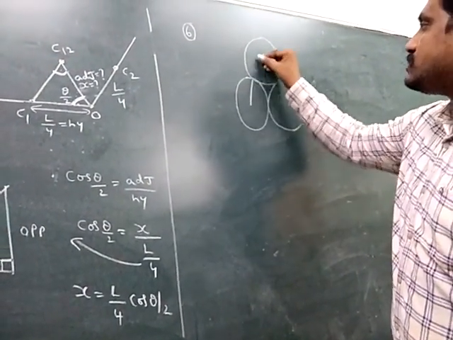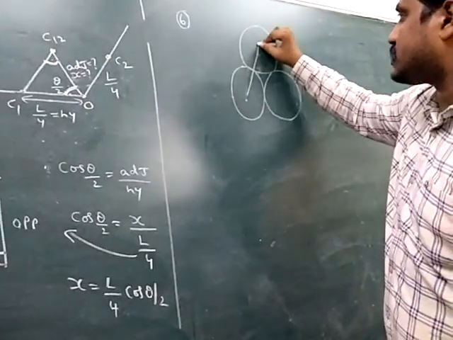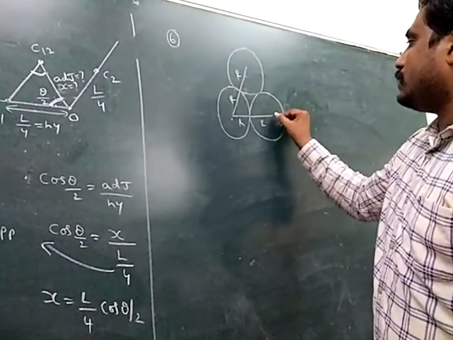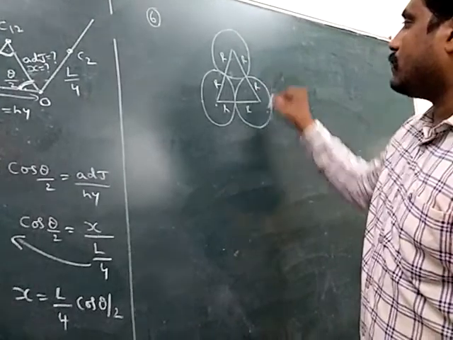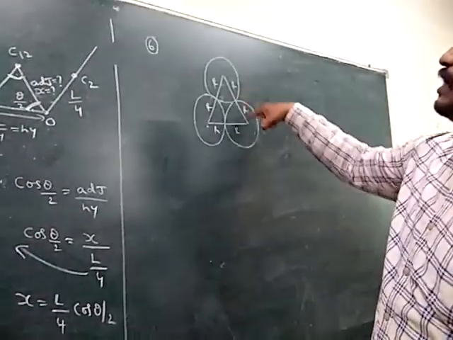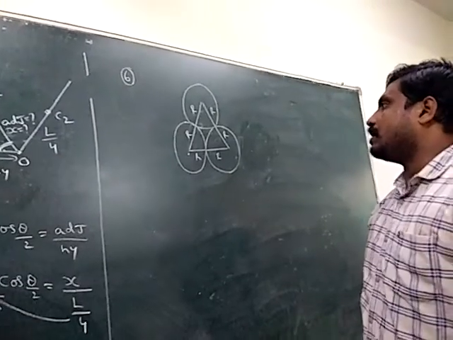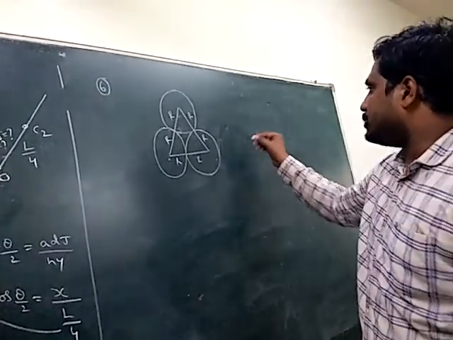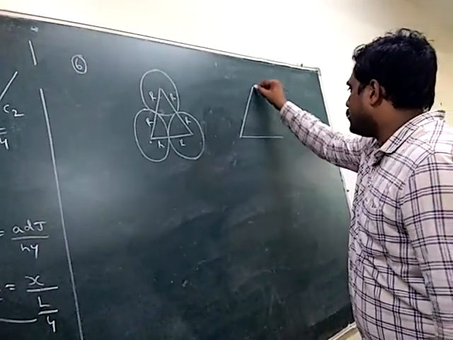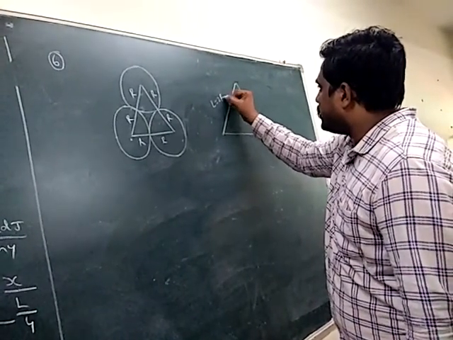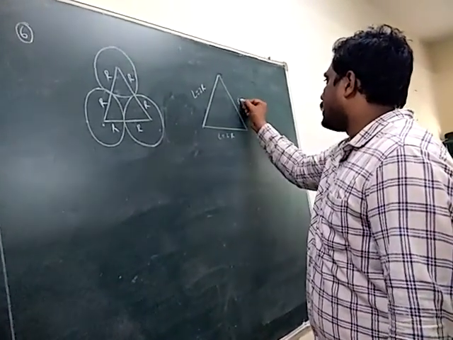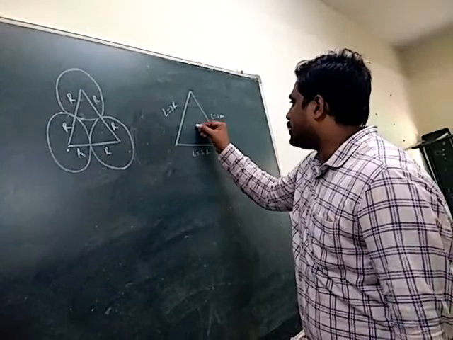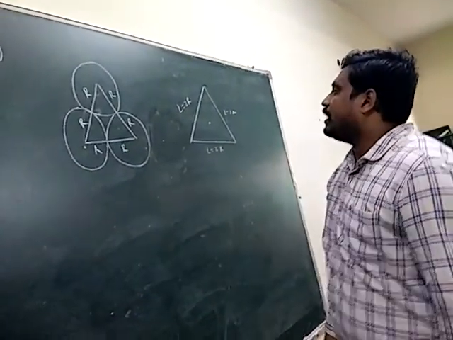Here, each sphere's radius is considered as R. Here also R, here also R. Here an equilateral triangle is formed, because this side length is 2R. Same diagram I drew here. The side length, actually L, we write as 2R. An equilateral triangle is formed. In an equilateral triangle, in the center of mass concept, the center of mass always lies at the centroid.